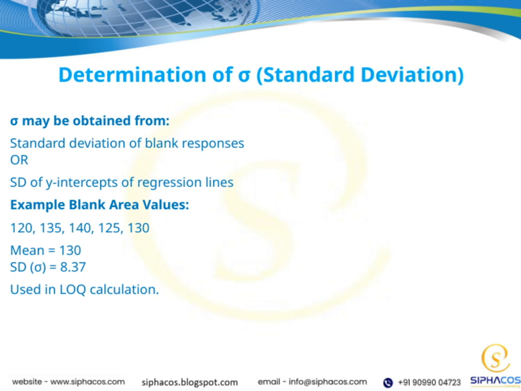Calculating the mean of these values gives us 130. From these, the standard deviation, or sigma, comes out to approximately 8.37. This sigma value is particularly important because we use it in calculating the limit of quantification, or LOQ. Essentially, understanding and accurately determining sigma helps us define the smallest amount of analyte we can reliably measure. So, whether we're using the variability in blank responses or the regression intercepts, the goal is to get an accurate sigma to ensure our method's precision and reliability.